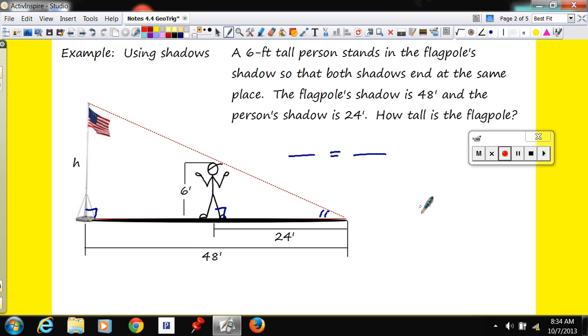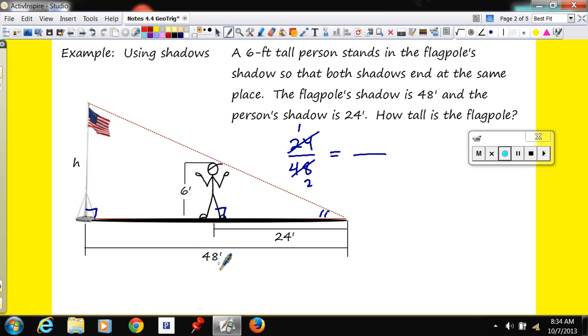What is it? 1 to 2. Okay, how did you get that 1 to 2? Okay, so you said 1 to 2, so I'm going to put the 24 on top then, right? So I'm going to put 24 on top. What does 24 represent? The shadow of the person, right? So the person's shadow, and what's the 48 represent? The flagpole shadow. So I did shadow over shadow. And then Christian reduced it for us, because 24 goes into 48 2 times, right? So it's a 1 to 2 ratio. So that would be shadow over shadow, the 24 over the 48.